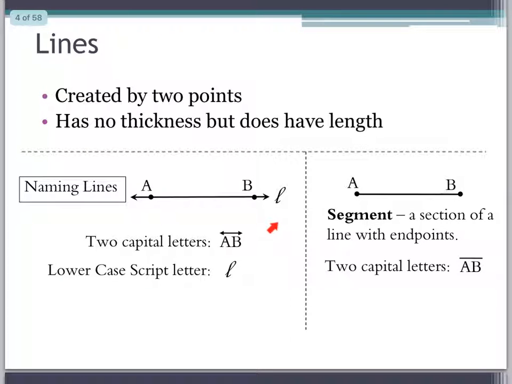Part of a line. And again, you can pause here if you need to catch up. Part of a line is a segment, a section of a line with endpoints. So 2 capital letters. Notice no arrows. Like over here on the left side, it had arrows on the end. Here it doesn't, because it ends. Line, or line segment, I'm sorry, AB. You could also call it BA.